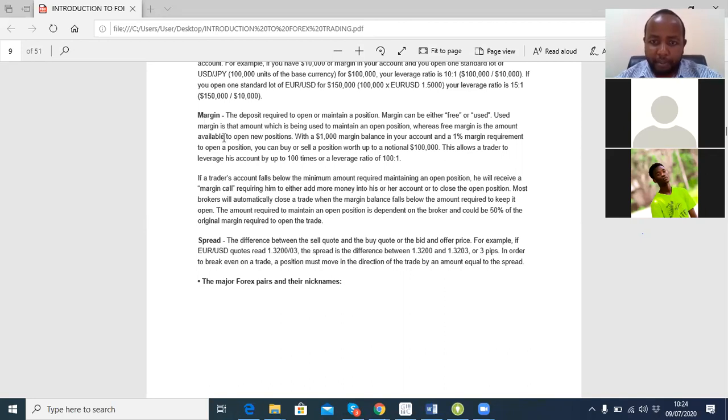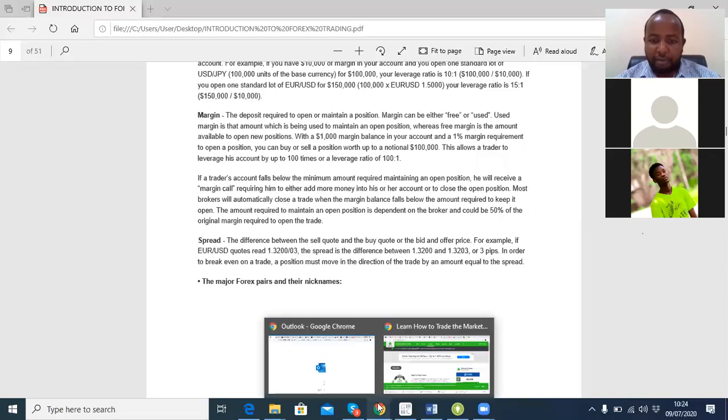Another thing, most brokers will automatically close a trade when the margin balance falls below the amount required to keep it open. The amount required to maintain an open position depends on the broker and could be 50% of the original margin required to open that trade. So I think they did not explain much further.